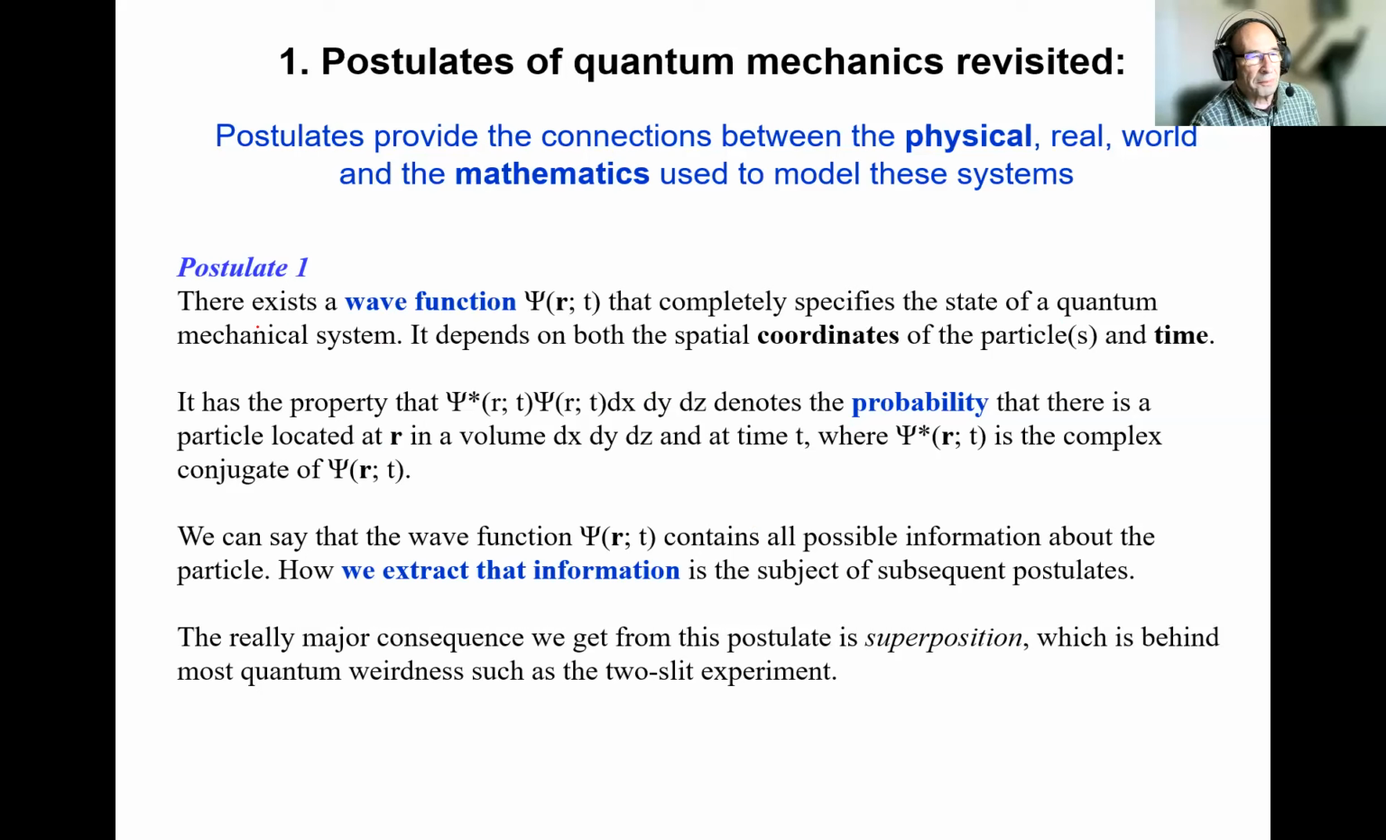So first of all, we postulate that there is a wave function. And we think that this wave function completely specifies the state of a quantum mechanical system. This wave function depends on both the spatial positions of our quantum mechanical system and time, right? So that is an important first postulate, which we are using all the time, and we will apply it in a minute.